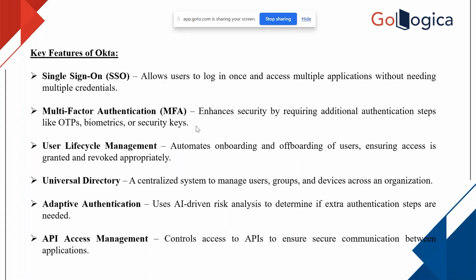Now Okta has API access management. In API access management, what does Okta do? It controls access to the API to ensure secure communication between applications. How applications communicate with each other depends totally on which protocol they are using, what methodology, what the communication channel or gateway is, the connectivity, and how the data is transferred between the APIs of all those applications. So API access management takes care of all of this area.